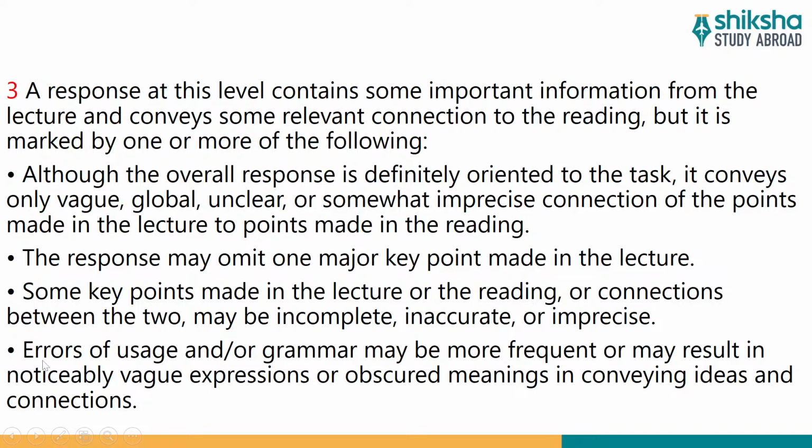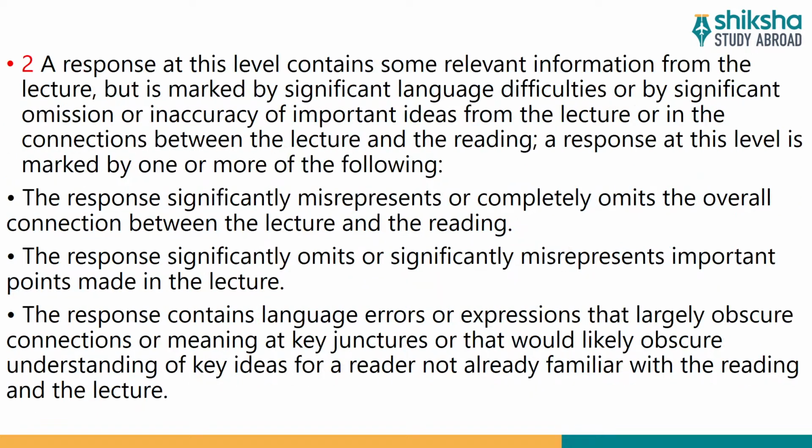score. Now, errors of usage and or grammar may be more frequent or may result in noticeably vague expressions or obscured meanings in conveying ideas and connections. So, yes, if there are vague expressions or obscured meanings in conveying ideas, then also the person would suffer with a 3 score. Come to 2 score.